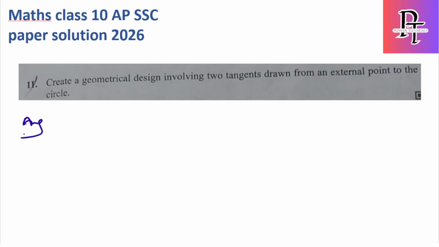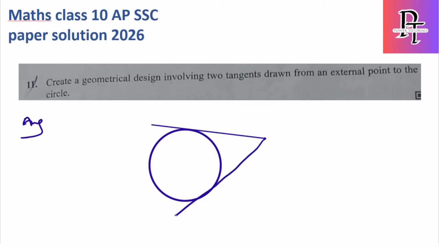Eleventh. Create a geometrical design involving two tangents drawn from an external point to the circle. This is exactly the same question they have given in the model paper as well. Okay, so for this, what you have to do, first draw a circle, take an external point, and draw two lines to it which are tangents. Make sure each is touching at one point, because tangents always touch at only one point. It should not get intersected.